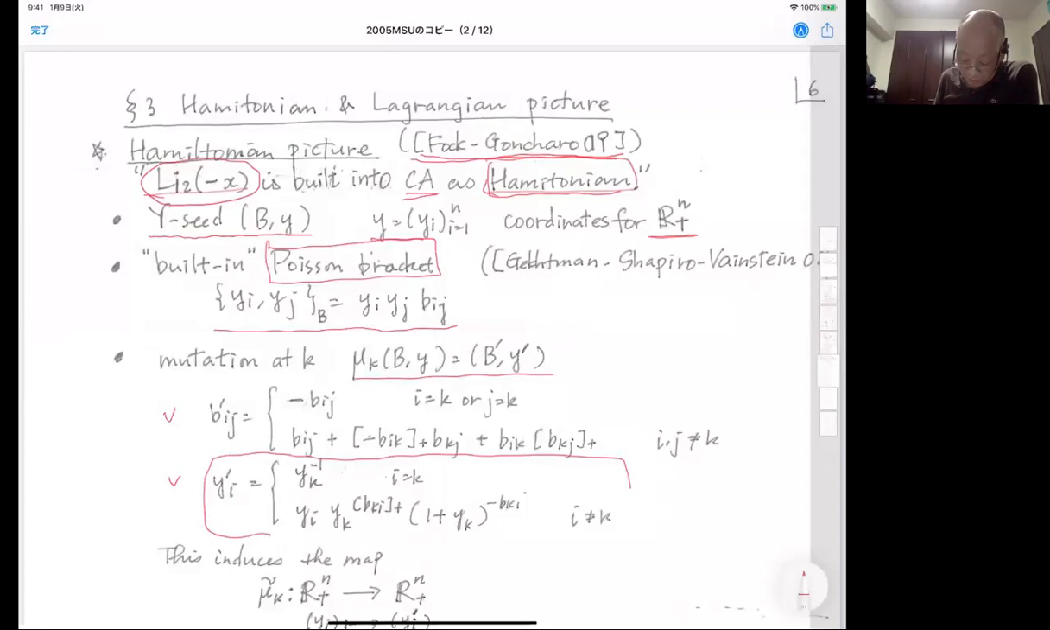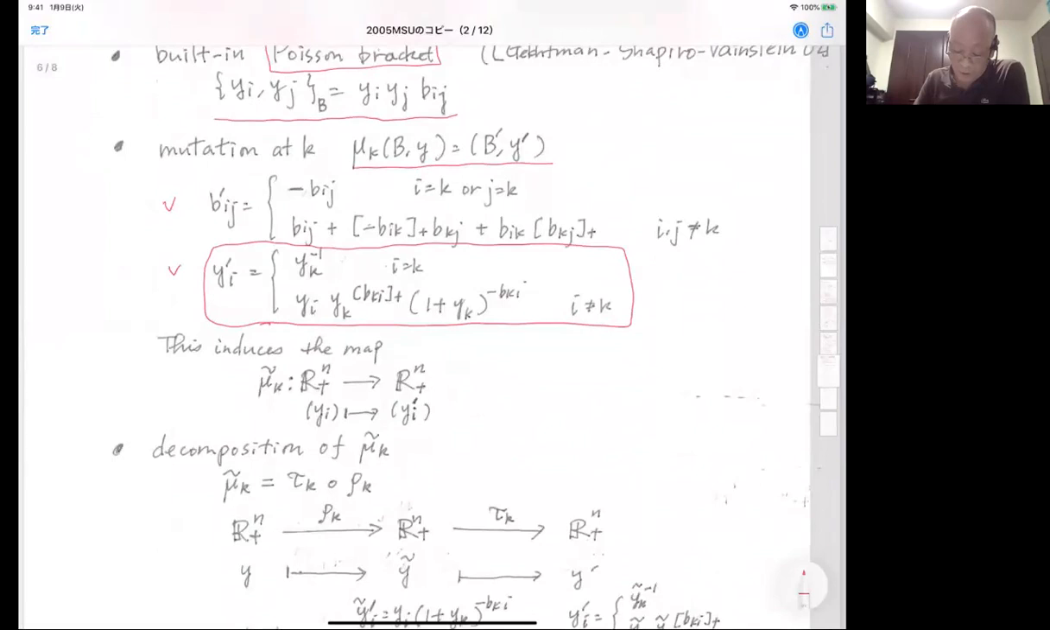And there are several ways to see this mutation, but our point of view is that we consider this as a map from R plus N to R plus N. So we consider it as a point, and a given point Y, by this formula, you have another point Y prime through this expression. So it is a map. I wrote this mu tilde k. And this mu tilde k, Fock and Goncharov observed an important thing: they have a natural decomposition.